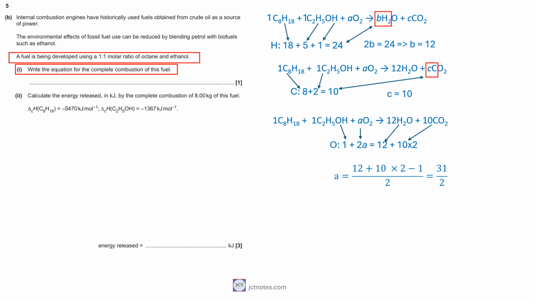If we solve the equation, we get that A equals 31 divided by 2. Therefore, the equation is 1 octane plus 1 ethanol plus 31 halves oxygen give 12 water plus 10 carbon dioxide.